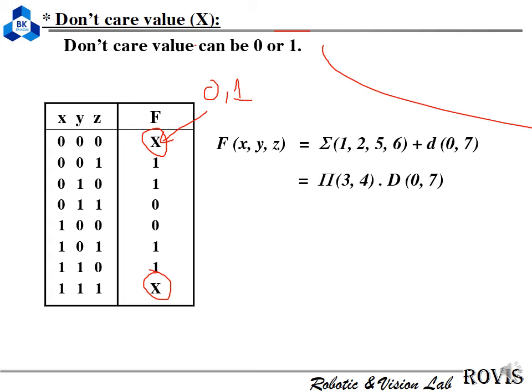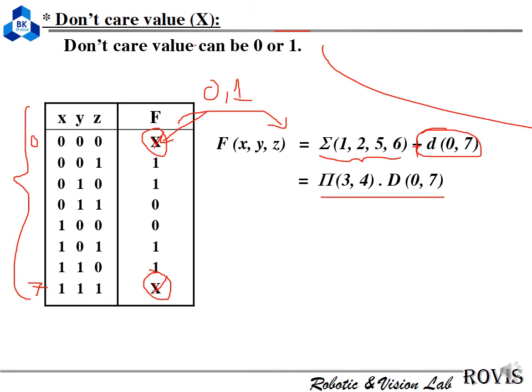So we can write this table as a function like this. It is similar to the previous table. Just write it down here: we don't care at position 0, and don't care at position 7. So let's just write d here. This is the minterm form, and here we choose the 0s, and write it in the maxterm way, okay. So this is the minterm and the maxterm, okay.